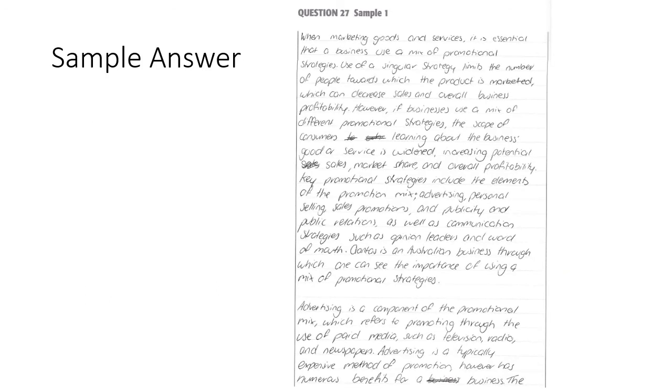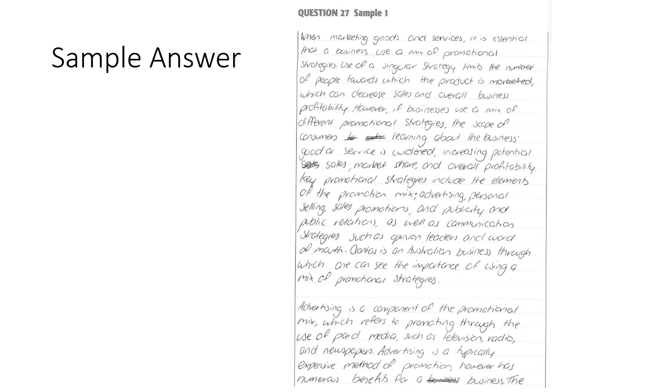So this introduction here: when marketing goods and services, it is essential that a business use a mix of promotional strategies. Use of a singular strategy limits the number of people towards which the product is marketed, which can decrease sales and overall business profitability. So they're telling us that if you use one promotional strategy, you're going to limit yourself. So they're giving some kind of recommendation there already.